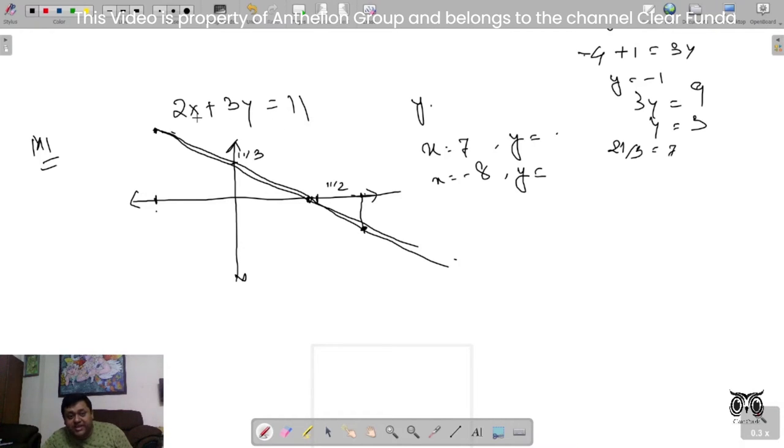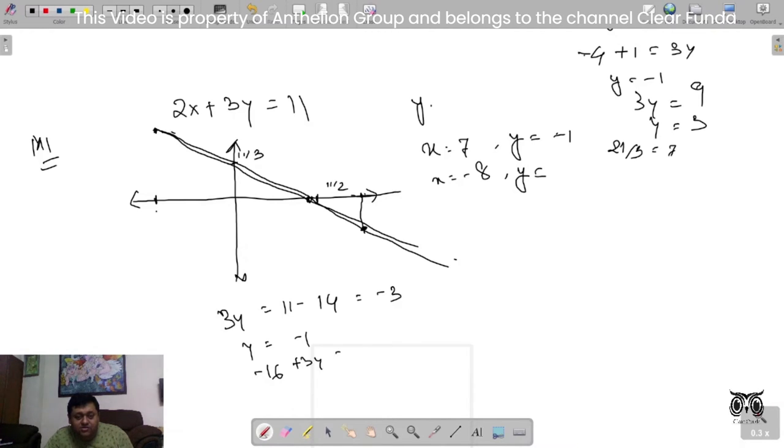If x equals 7, then how much? This is 14. So this will be 3y equals 11 minus 14, which is minus 3, means y equals minus 1. So this is minus 1. And if x is minus 8, so this is minus 16.